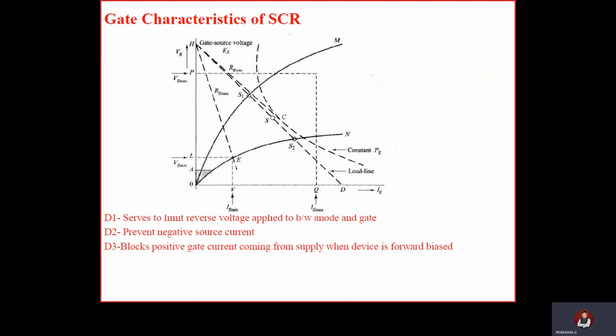Here we have two lines, M and N. Check it out, what's happening? S1 and S2, there are two points. What exactly will a gate characteristic do? We have gate source voltage and gate current, and we are going to have Vg minimum and Vg maximum, and similarly Ig minimum and Ig maximum. Between those is where the gate is going to be connected, between these two regions.